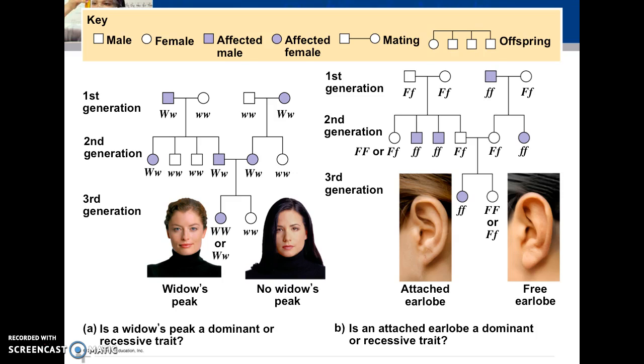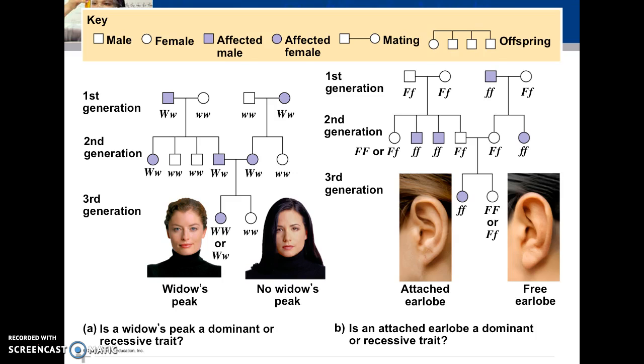Anything that is colored in is going to be an affected individual. So we can track traits and look at who passed certain traits on. If we look at the widow's peak example, we can see that the two sets of grandparents, the first generation, the male had a widow's peak in the first marriage, and the female had a widow's peak in the second.